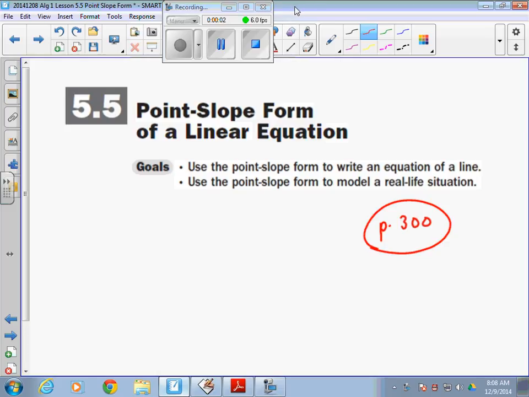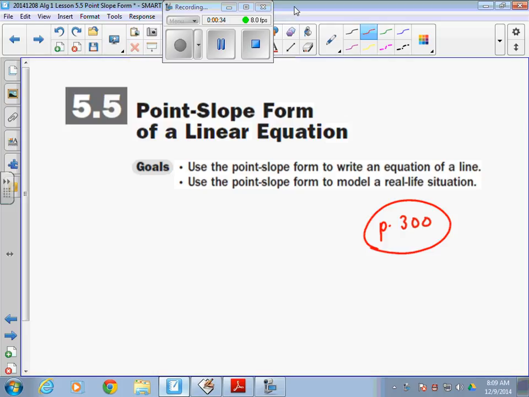It's Algebra 1, Lesson 5.5, talking about point slope form here. We've talked about slopes of equations. We talked about writing equations using slope and using a y-intercept. We've talked about taking 1 point and a slope and finding a y-intercept and then writing an equation in slope-intercept form. And we've talked about taking 2 points and finding a slope, then finding a y-intercept and writing the equation. Today we're looking at point slope.